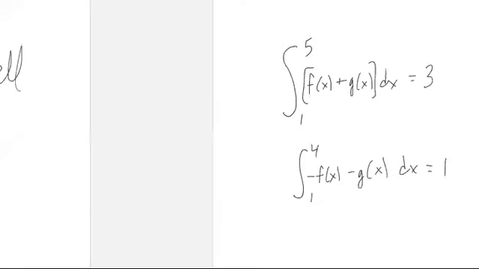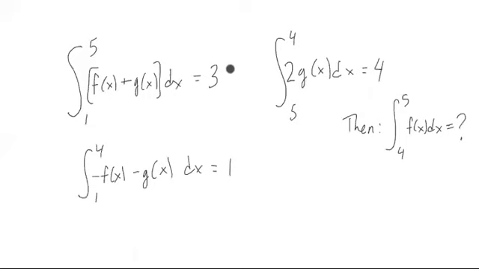Let's use some properties of definite integrals in order to answer a question. Namely, we're given some information here between two different functions, and we'd like to be able to identify what this is. What is the definite integral, meaning the net area between the curve f of x and the x-axis between 4 and 5?